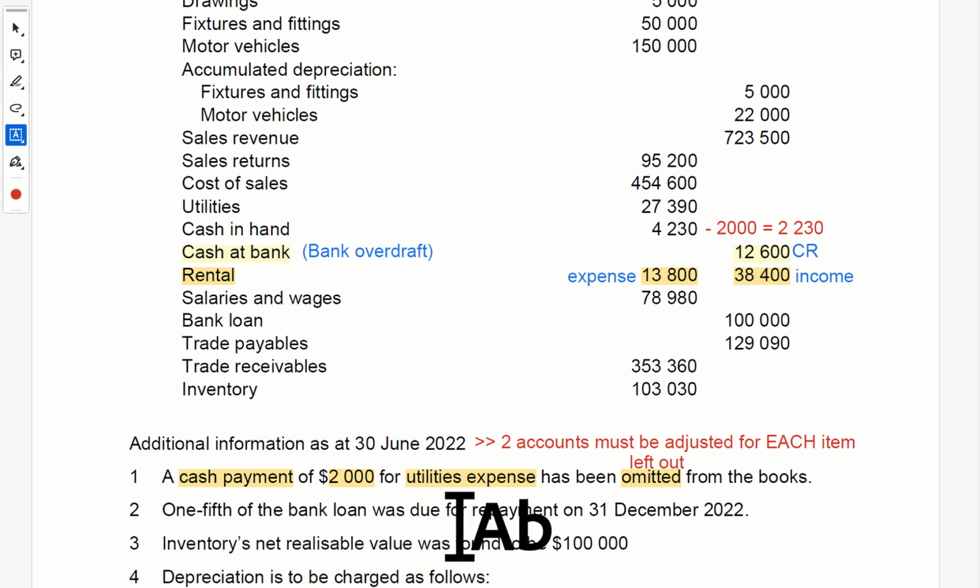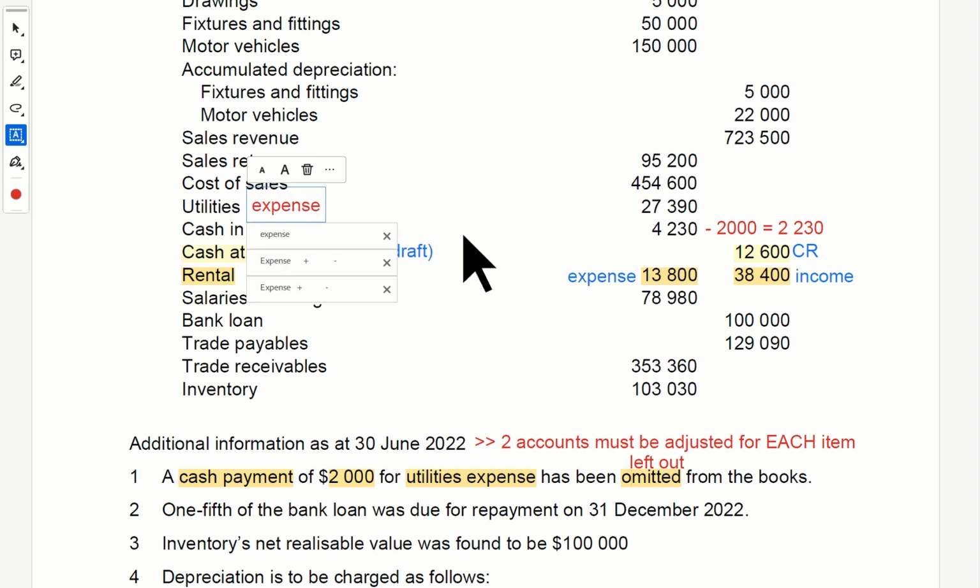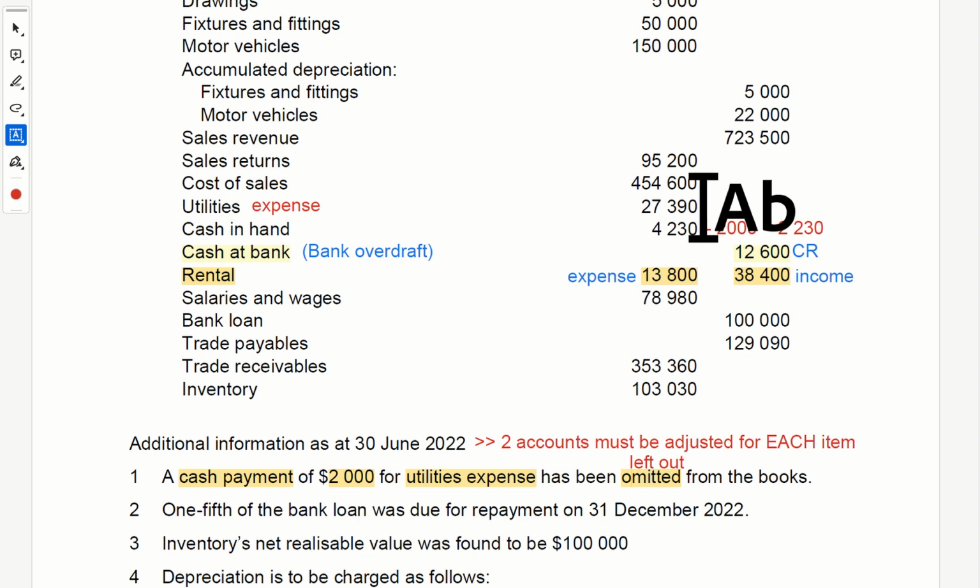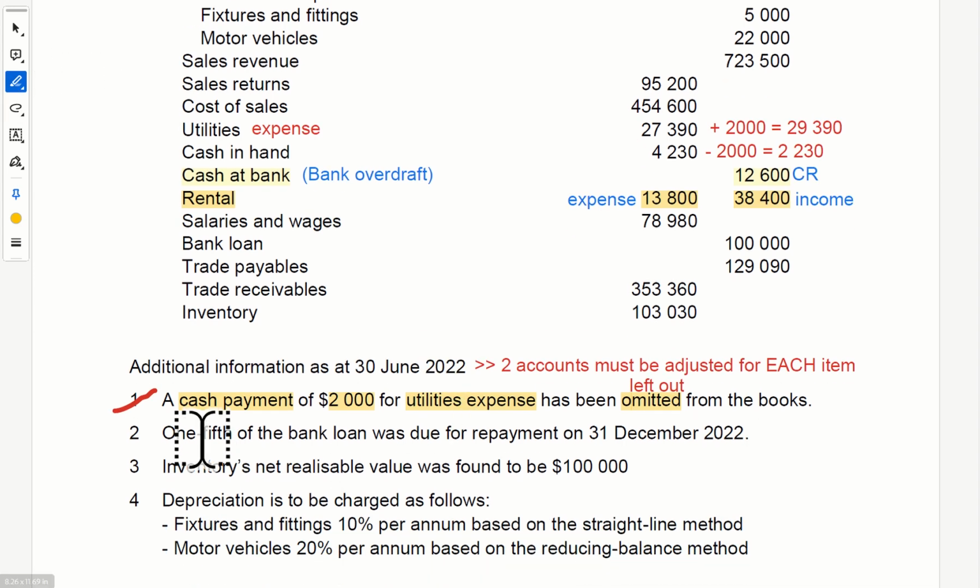The second account that has been adjusted: what was it paid for? It was paid for utilities expense. So I'm going to look for my utilities. Here you go, utilities. This one must be an expense. All right, and I am going to increase the expense. So I've done the first one. I'm going to go on to the second one now.